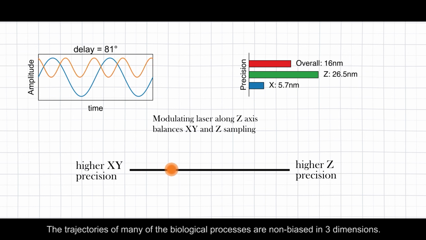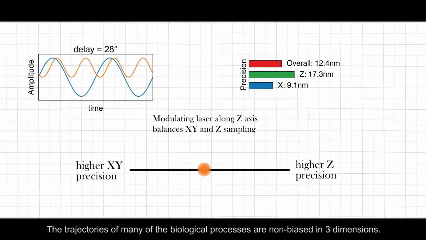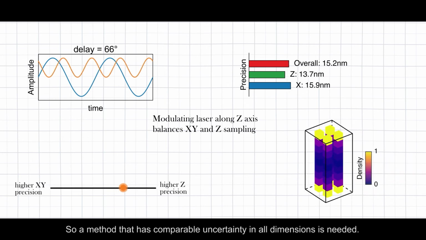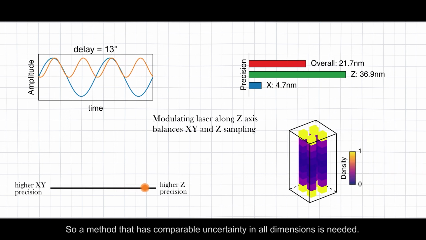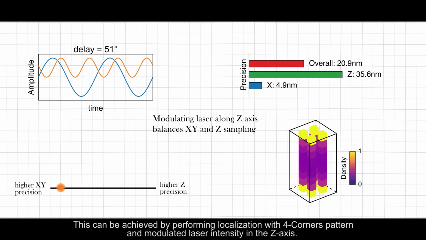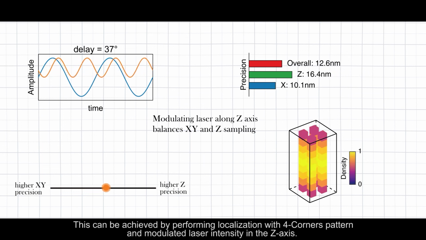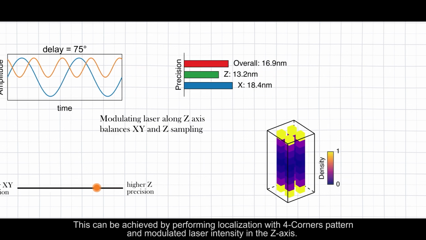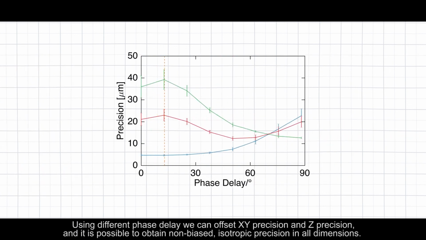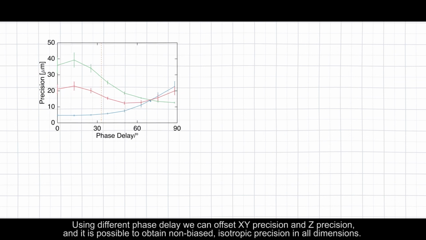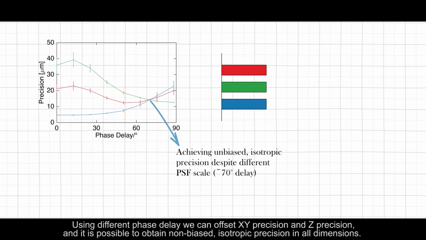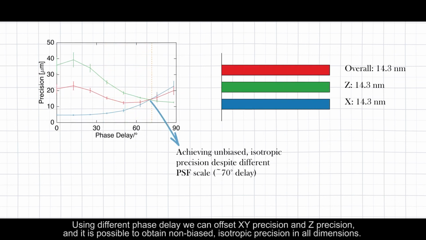The trajectories of many biological processes are non-biased in 3 dimensions. So a method with comparable uncertainty in all dimensions is needed. This can be achieved by performing localization with the four corners pattern and modulated laser intensity in the Z-axis. Using different phase delays we can offset XY precision and Z precision, and it is possible to obtain non-biased, isotropic precision in all dimensions.